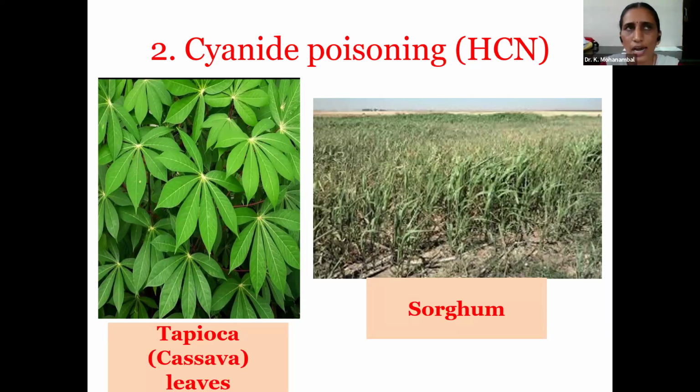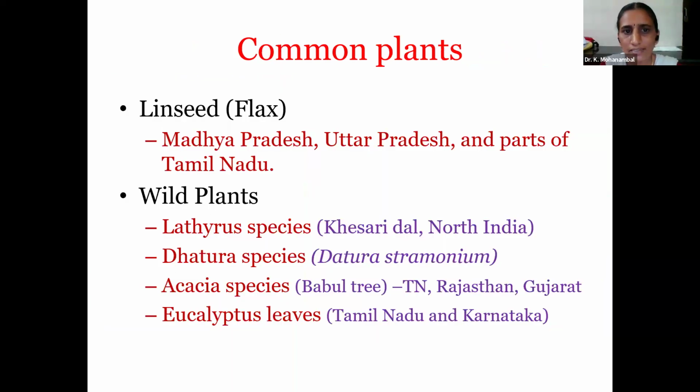Apart from tapioca and sorghum, there is linseed, we all know flax. This is common in Madhya Pradesh, Uttar Pradesh, and part of Tamil Nadu also. It has linamarin, a cyanogenic glycoside, which has a large amount of cyanide. It will cause cyanide toxicity. Apart from that, wild plants like Kanseri dal and Datura species. Acacia is very important, commonly called pupil tree in Telangana, Tamil Nadu, Rajasthan, and Gujarat areas. And eucalyptus leaves also will cause cyanide poisoning in small ruminants.